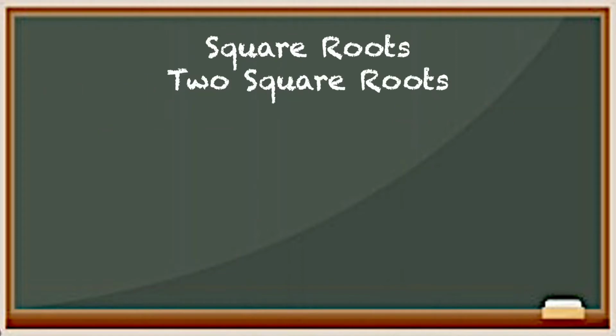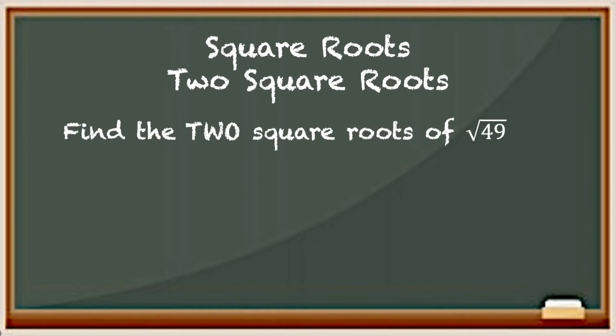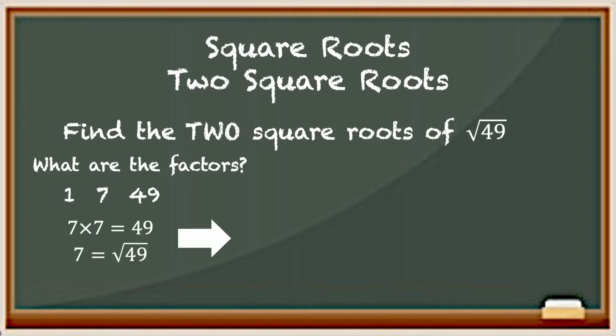Furthermore, some examples may ask you to find 2 square roots of a number, such as find the 2 square roots of 49. So what are the factors of 49? The factors are 1, 7, and 49. With this, we can figure out that 7 times 7 is equal to 49. Therefore, one of the square roots is 7. With this information, we can also figure out the second square root.